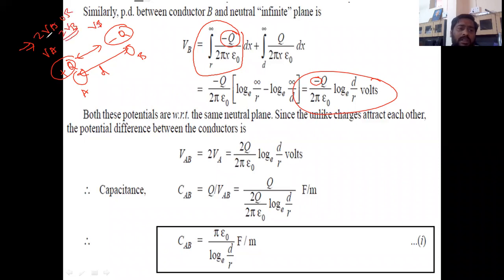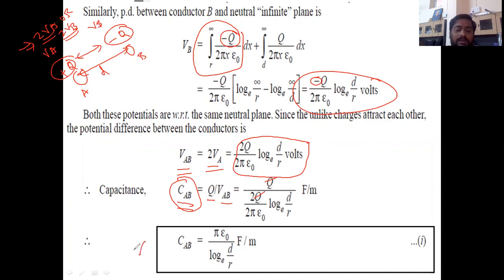That is equal to 2VA, or also written as 2VB, becomes double. So VAB is equal to 2VA, which is equal to 2Q upon 2 pi epsilon 0 log e d by r volts. Now CAB is the capacitance of the conductors A and B, that is charge upon potential difference VAB, Q upon 2Q upon 2 pi epsilon 0 log e d by r, where Q gets cancelled, farad per meter.